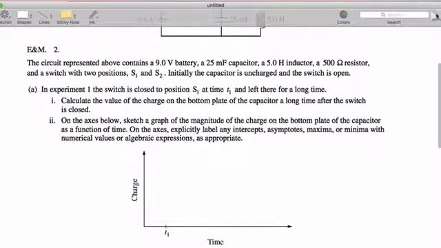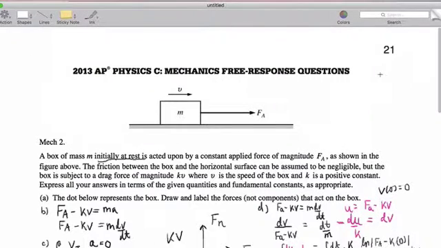All right, so that is the 2013 mechanics question.